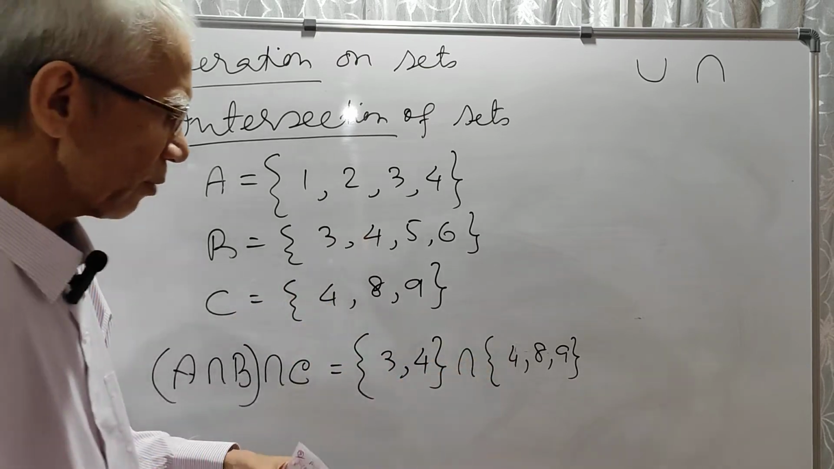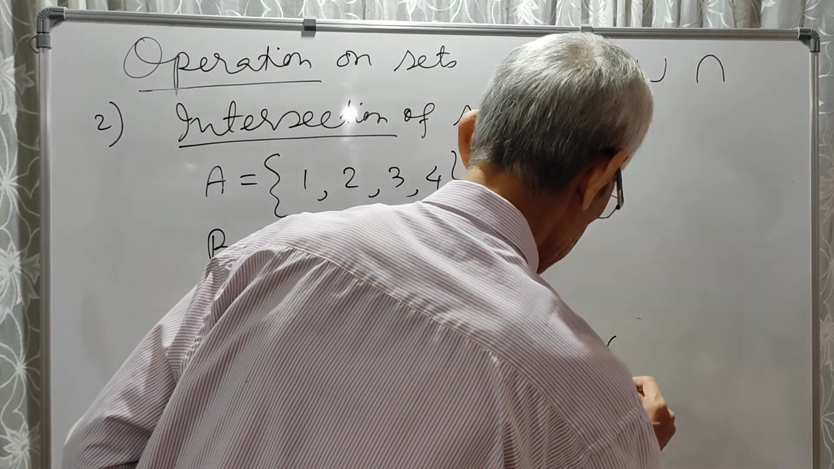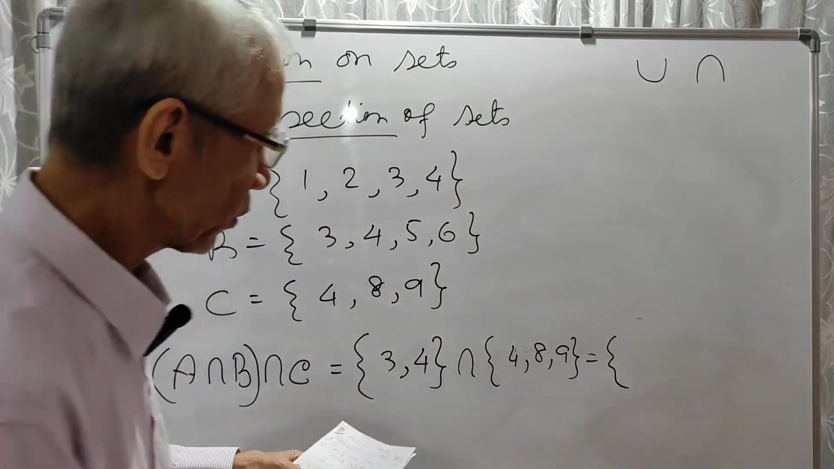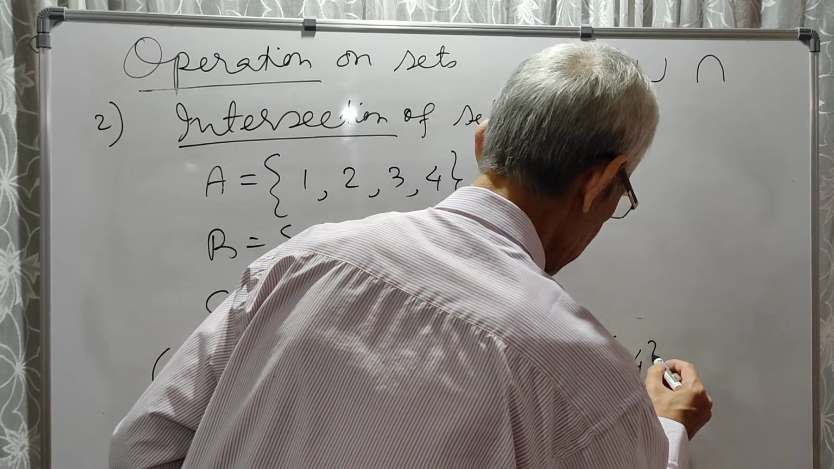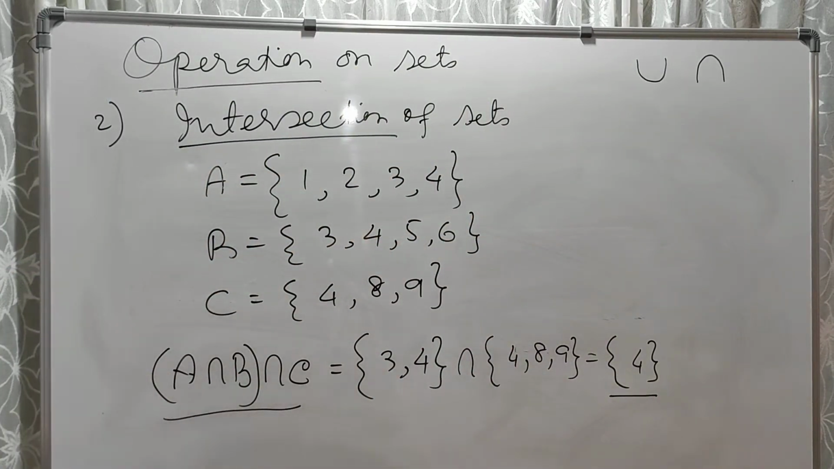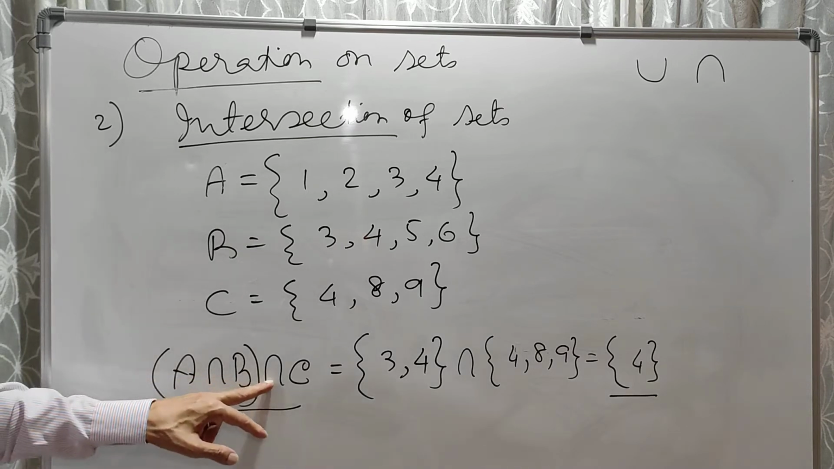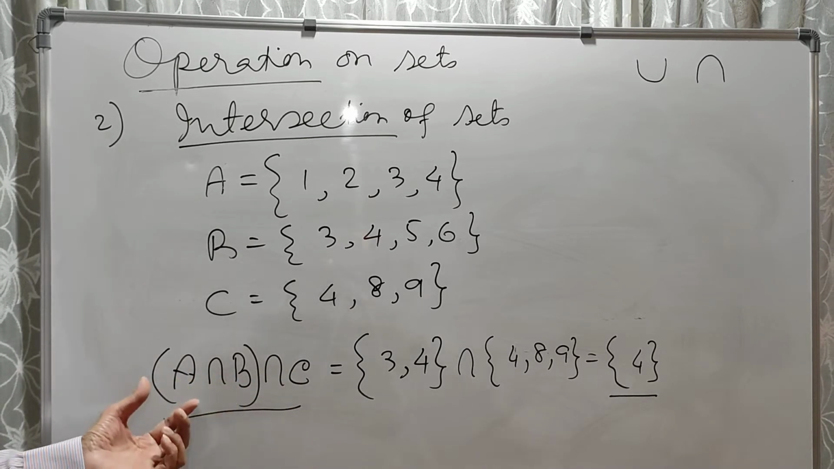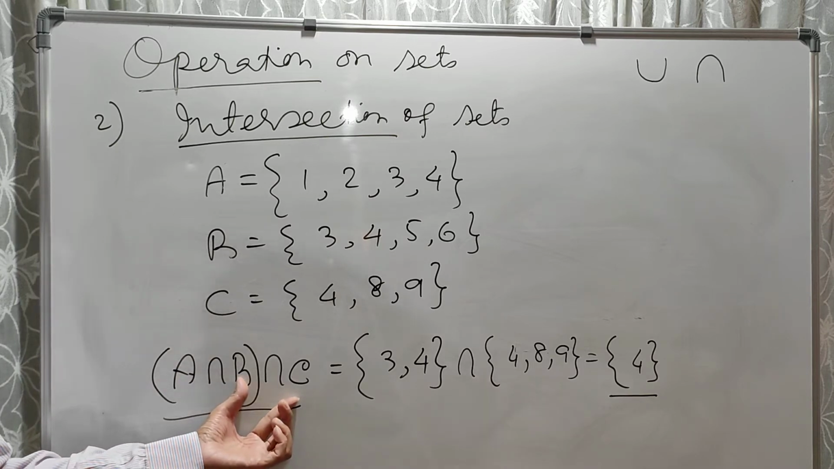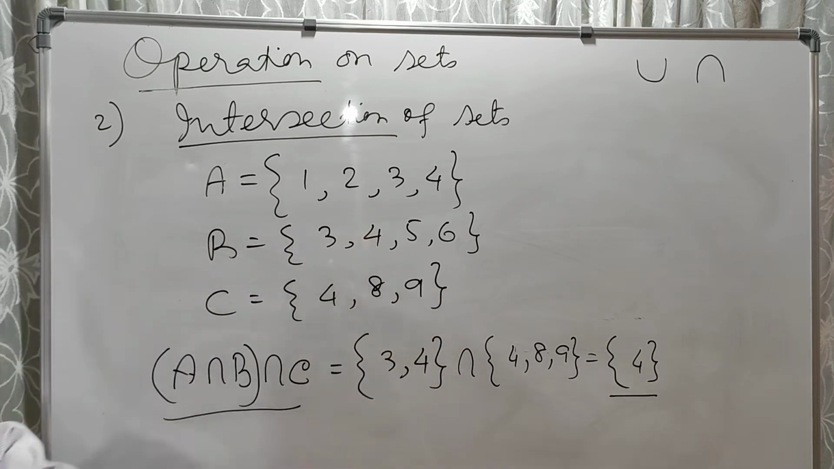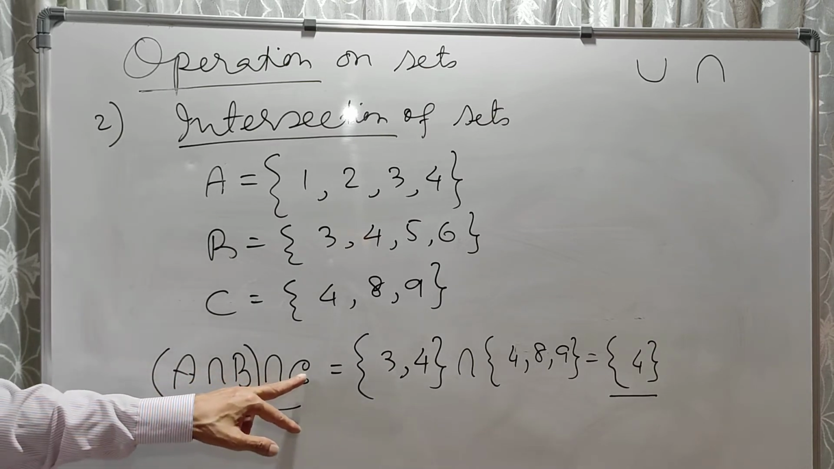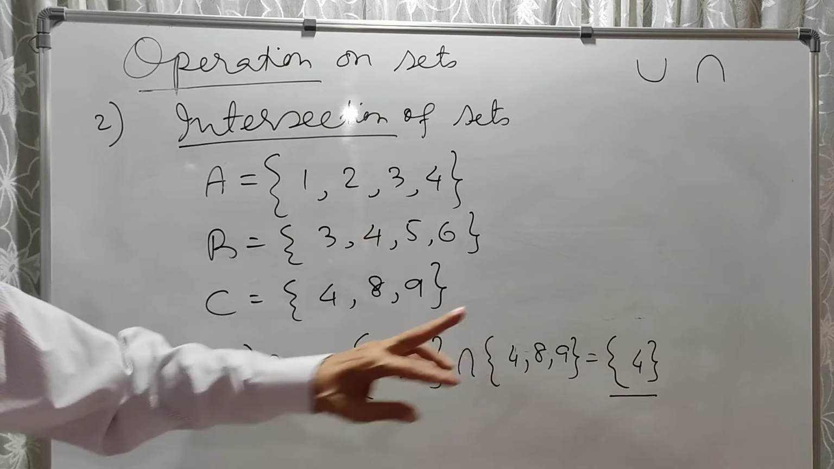Now what is the intersection of these two sets? What is the common? 4. So you see this 4. So this is the answer. This is the answer of what? A intersection B intersection C. We use the associative property. First of all, we found this part. You can also first find B intersection C, putting it within brackets. You will get the same answer. So first we did A intersection B, and then we did intersection C, then we got the answer 4.